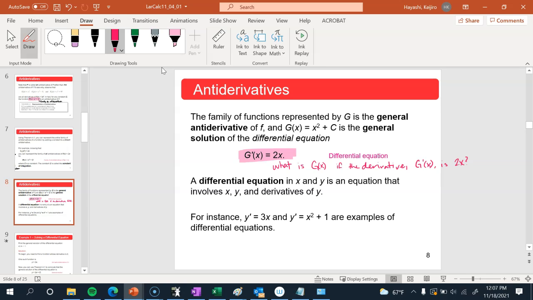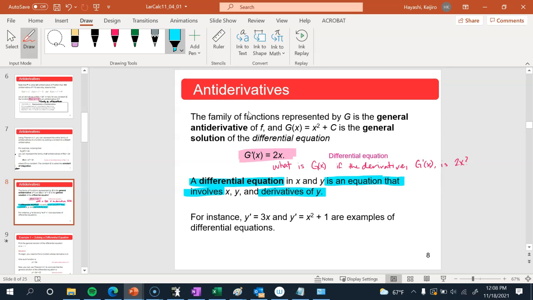Right, and the answer to that is x squared plus c. Now, what a differential equation is simply, it can involve x and y, but most importantly, it involves the derivatives of a function.